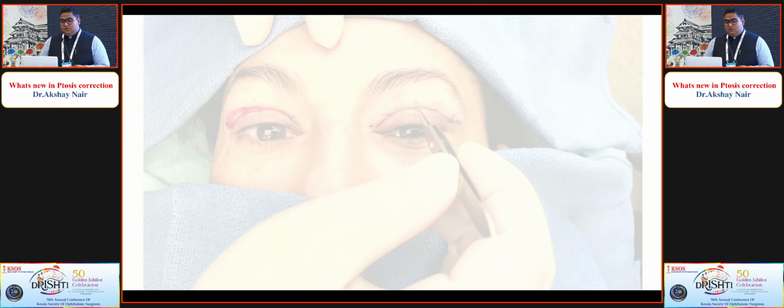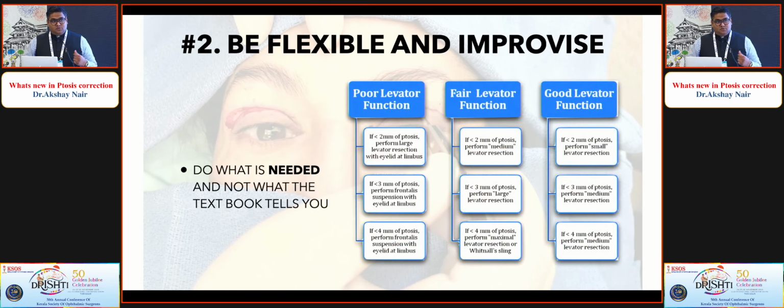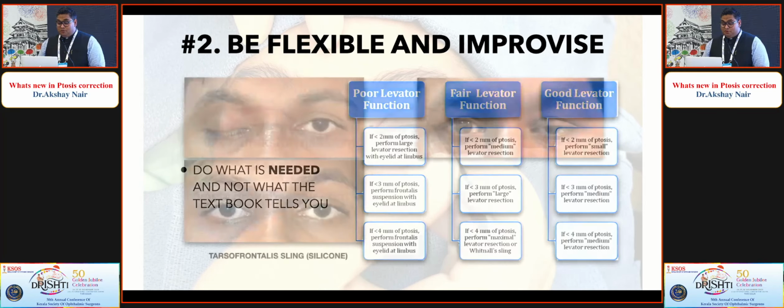So this was a patient in whom I ended up doing a supramax levator resection, because we traditionally are taught to decide surgery on the basis of levator function and not actually the patient's physiology. Sometimes they really don't use their frontalis, and in those patients a sling may not really help. So be flexible and improvise, do what is needed and not what the book tells you to do.